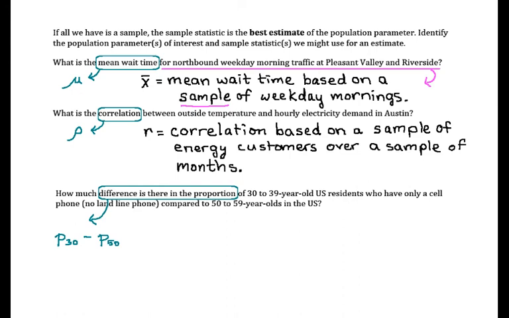So this is going to be estimated by a sample, right? We'll need a sample of 30 to 39-year-olds, and we'll also need a sample of 50 to 59-year-olds, or this could just come from a sample of adults in the US and we break them out by these age groups. But the letters that we use to estimate this, if we're talking about a proportion from a sample, we now call these P hat instead of P.